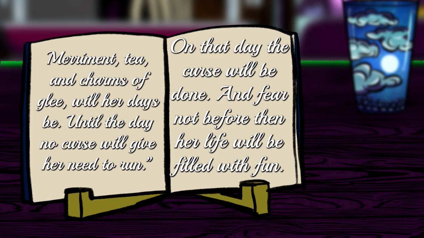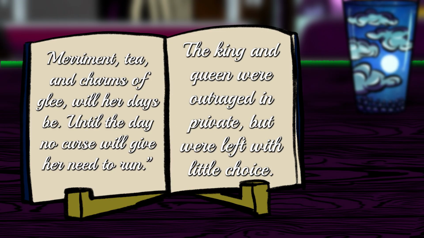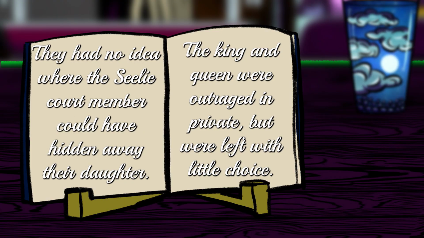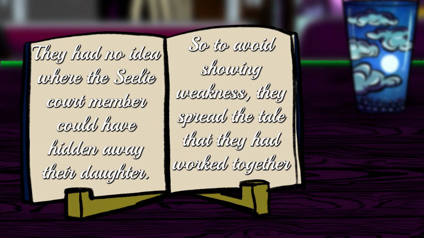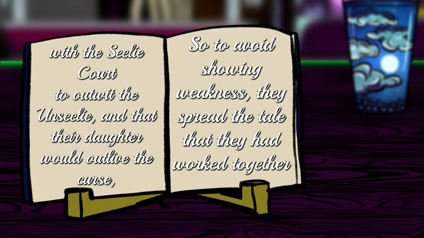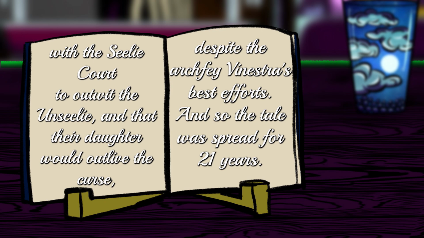Merriment, tea, and charms of glee will her days be, until the day no curse will give her need to run." The king and queen were outraged in private, but were left with little choice. They had no idea where the Seelie court member could have hidden away their daughter. So to avoid showing weakness, they spread the tale that they had worked together with the Seelie court to outwit the Unseelie, and that their daughter would outlive the curse despite the Archfey Venestra's best efforts. And so the tale was spread for 21 years.